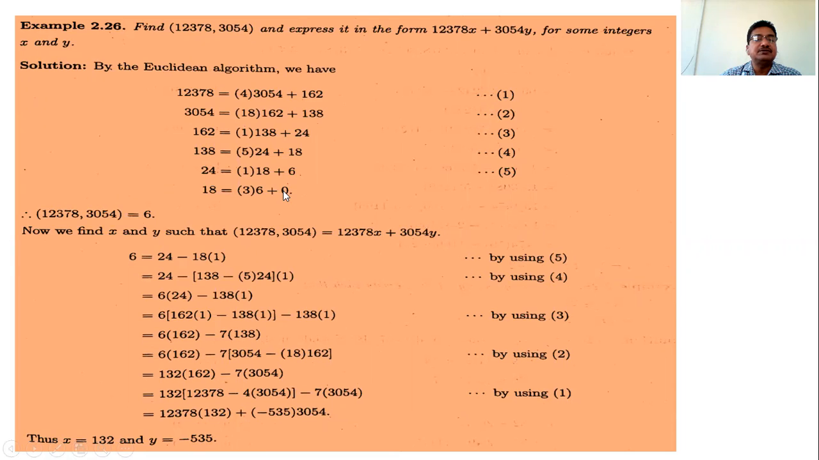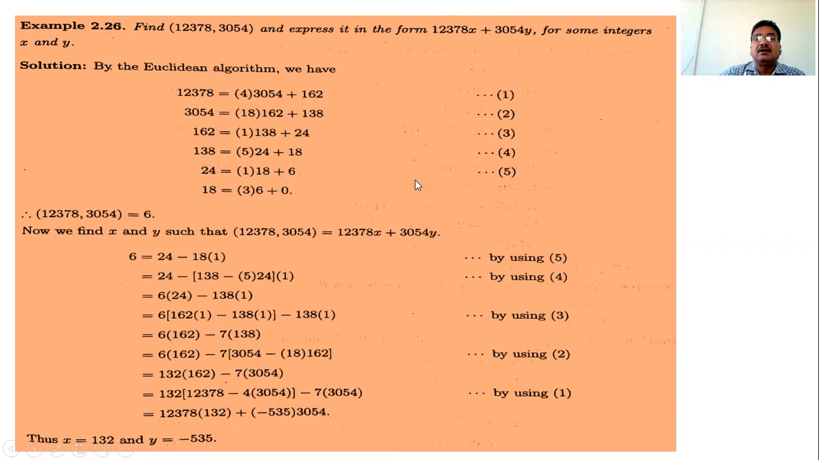So stop the process here, and the last non-zero remainder is 6, and therefore the greatest common divisor of these two numbers is 6. Then we have to find x and y such that 12378x plus 3054 into y is equal to 6.